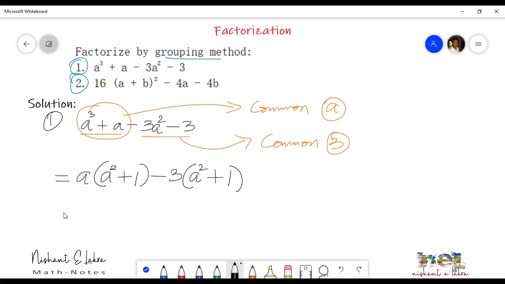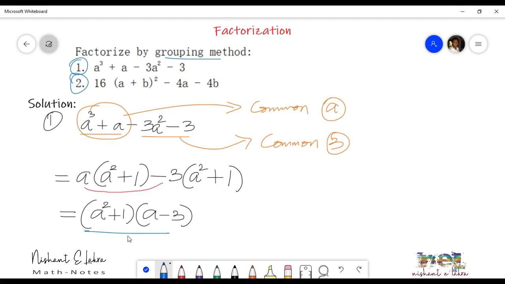Now you see that we have got common terms, right? So we'll write the common term as a square plus 1 in brackets, and then the second term that we have found, which is a minus 3. So this is your answer: a square plus 1 in brackets into a minus 3 in brackets. All right, I hope you have understood this. Now we will see how to solve the second question.